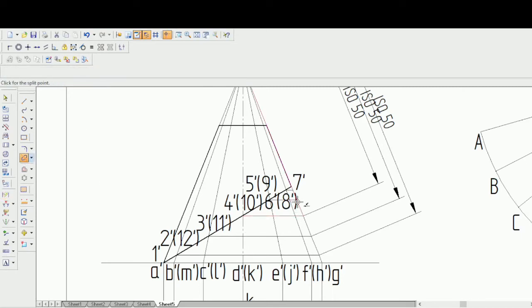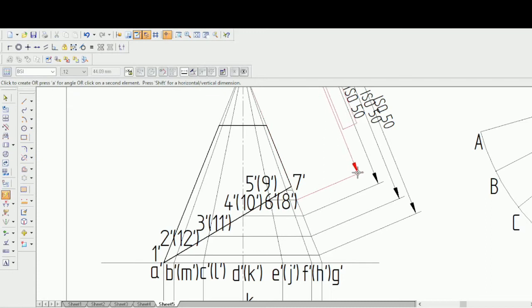Again let me go to the split option. Select that line and split at this point. Again go to smart dimensioning and find this length. That length is found to be 44.09. So 44.09 is nothing but for C and K. So you can just identify it correctly here.